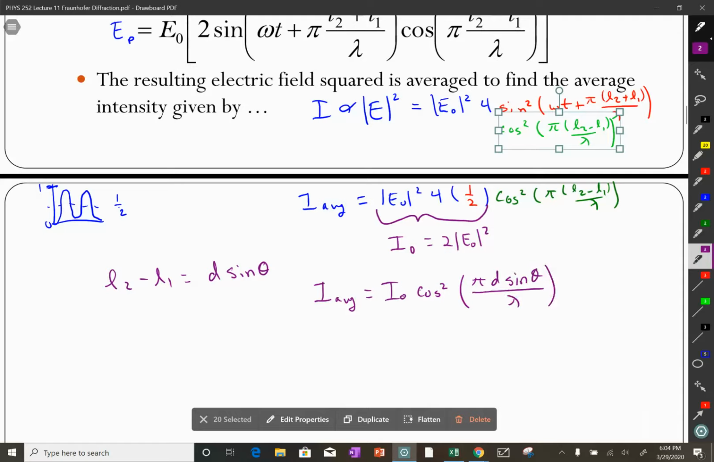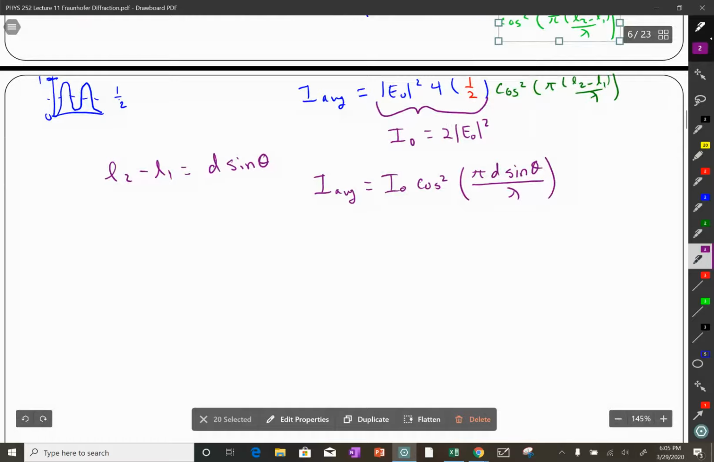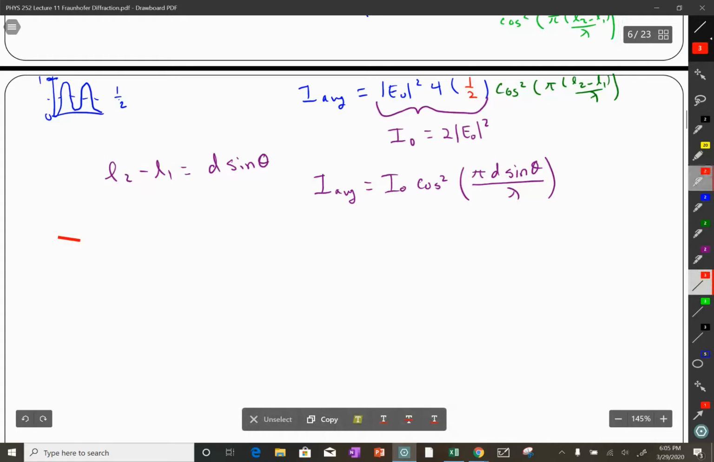So there's the equation for the far field solution for the intensity as a function of the angle away from going straight. Now this is a little more involved than what we did in class, but it gives us both the situations for maximum and minimum. So let's just do that real quick.